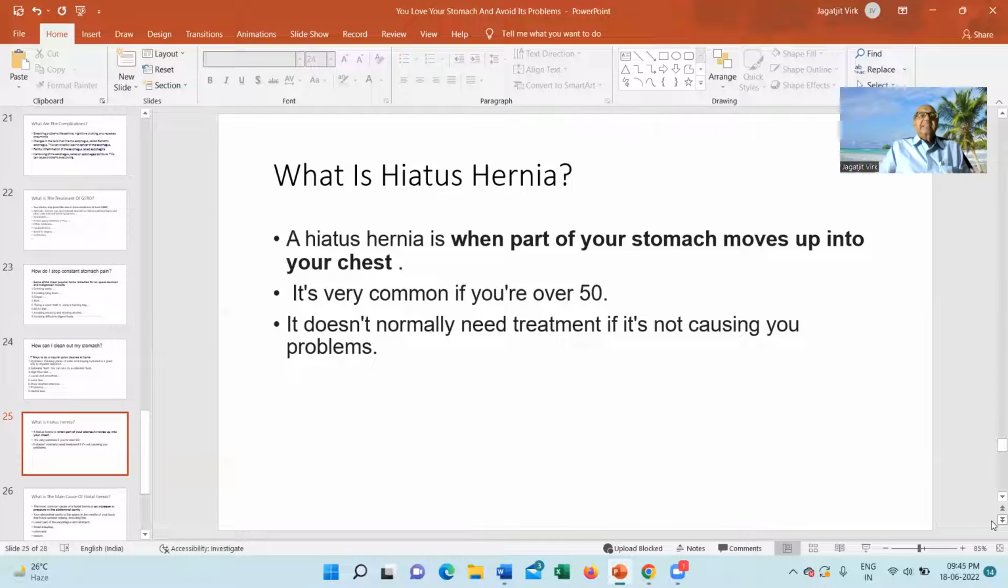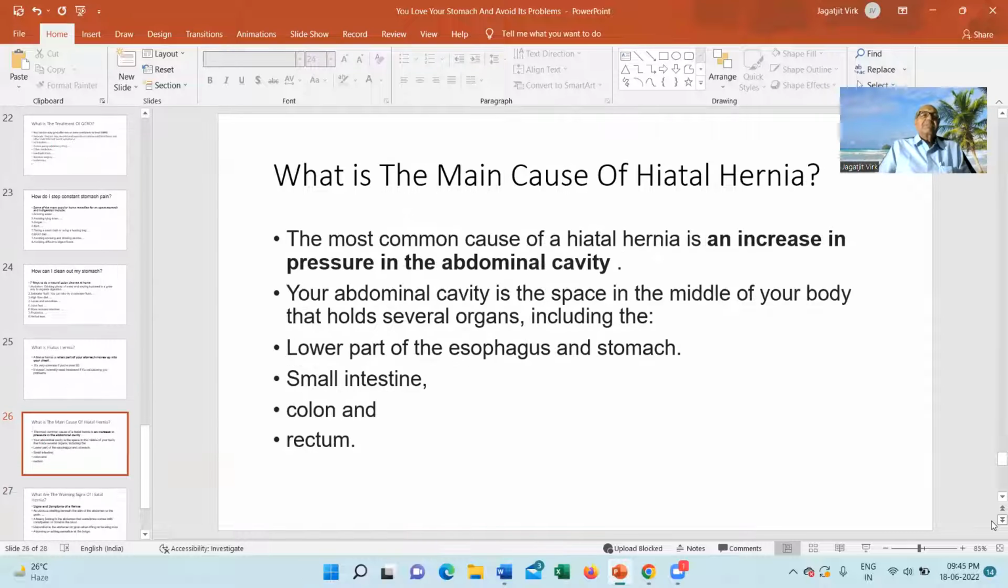What is a hiatus hernia? A hiatus hernia is when part of your stomach moves up into your chest. It is very common if you are over 50. It doesn't normally need treatment if it's not causing you any problems.